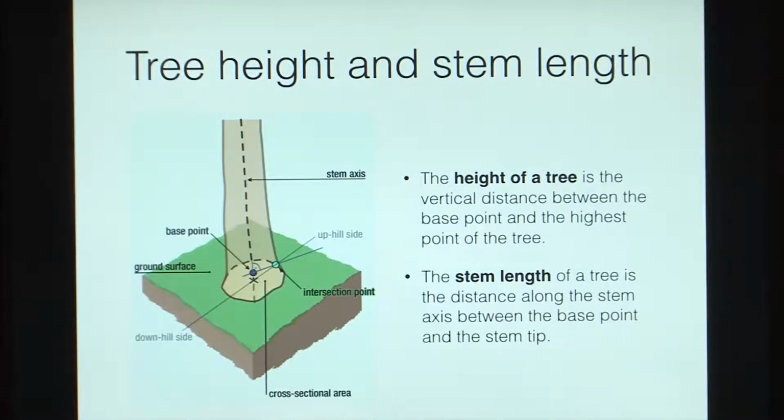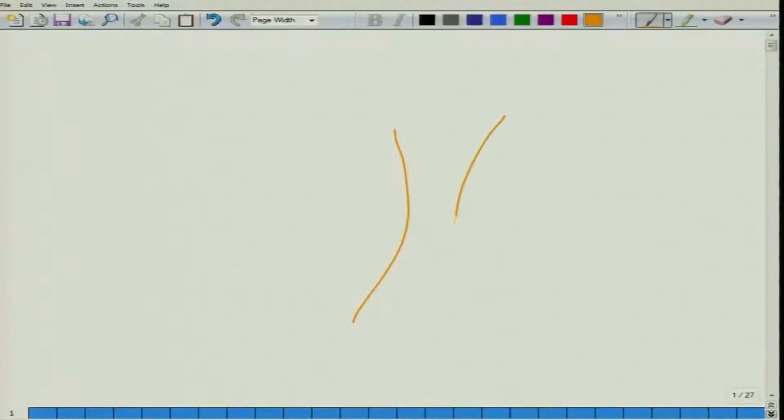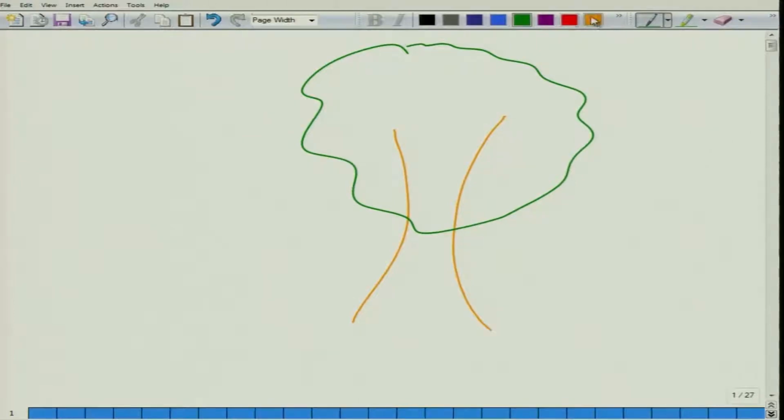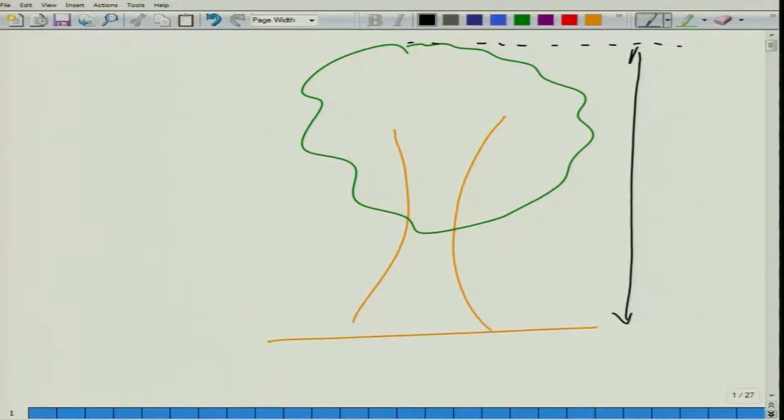So, let us consider a tree. So, if we draw a tree, then its height would be the top portion height measured vertically above the ground. So, this is the height of the tree or the tree height. On the other hand, we also define something known as the stem length. The length of the stem is this length as when it is measured along the tree axis. So, it would go like this.